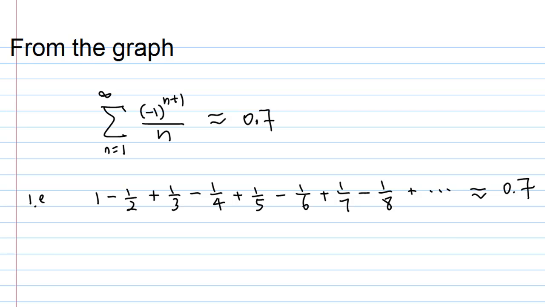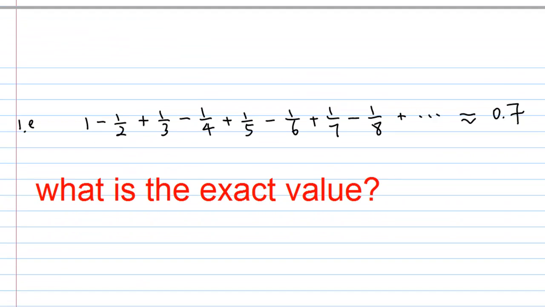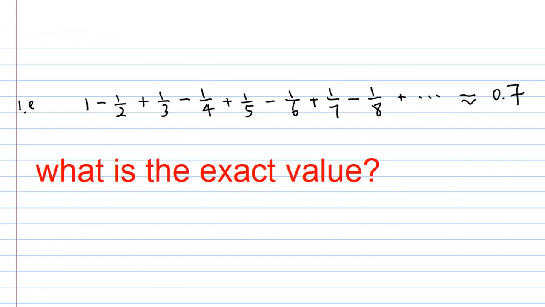That means 1 minus half plus 1/3 minus 1/4 plus 1/5 minus 1 over 6 plus 1 over 7 minus 1 over 8 and so on. This is about 0.7. But do you know what is the exact value?